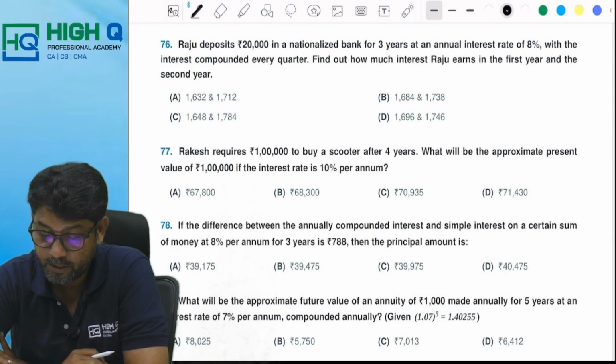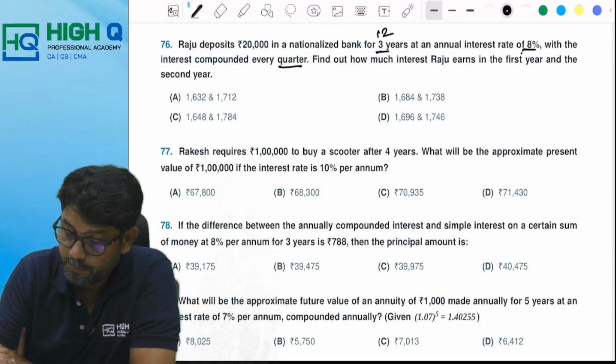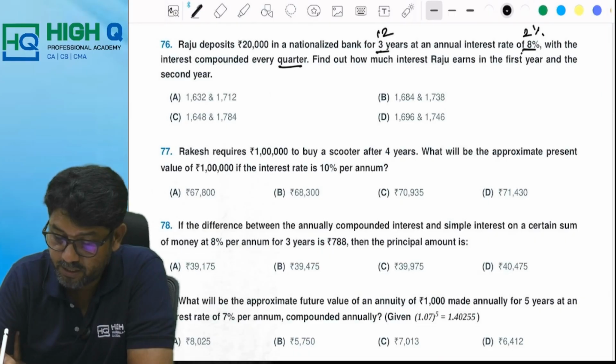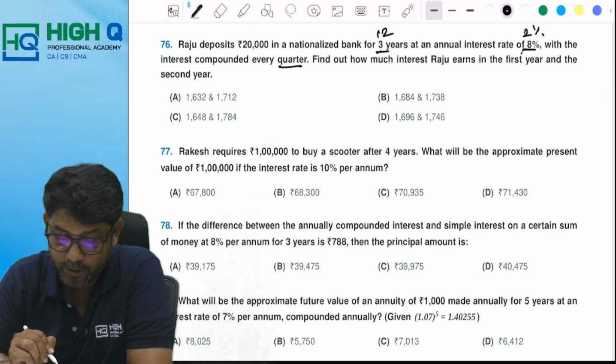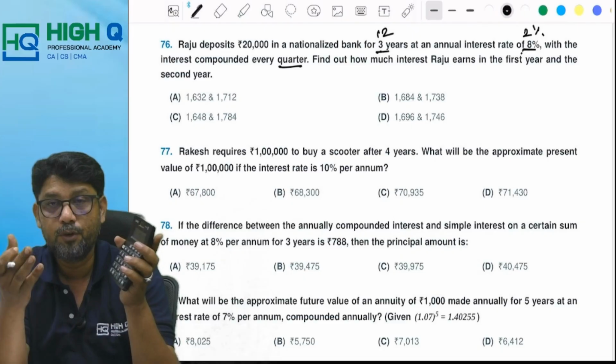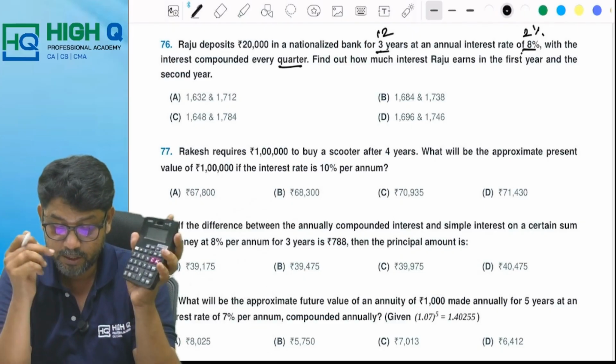Raju deposits 20,000 rupees in a nationalized bank for 3 years at annual interest 8%, with the interest compounded every quarter. That means 3 fours are 12. 8% is 2% now. Find how much interest Raju earns in the first year and the second year. See, first year after 4 times, second year, another 4 times.